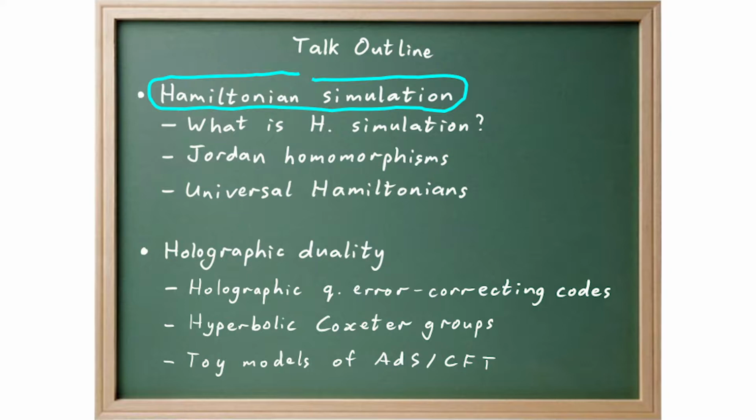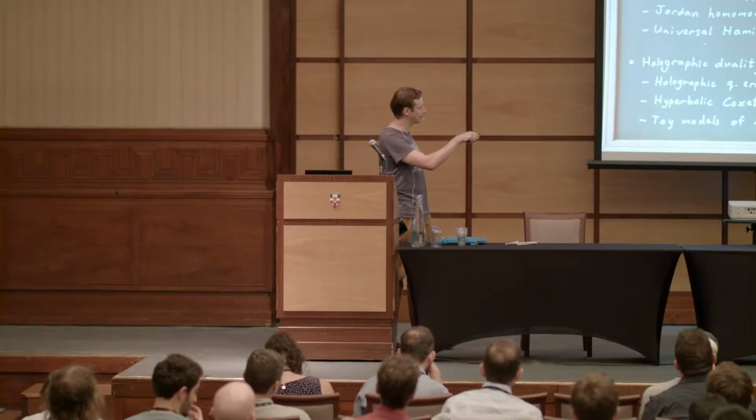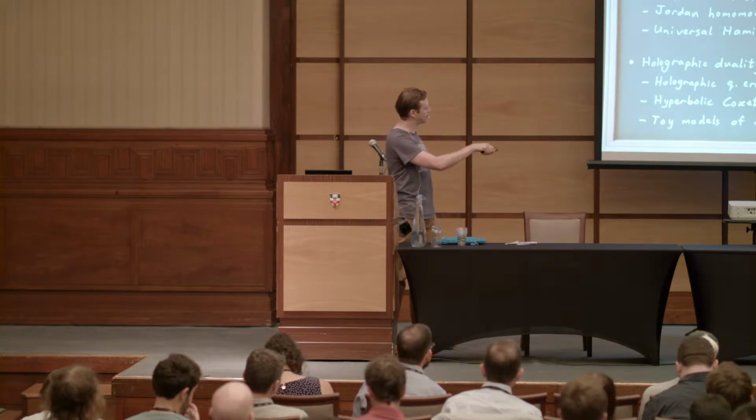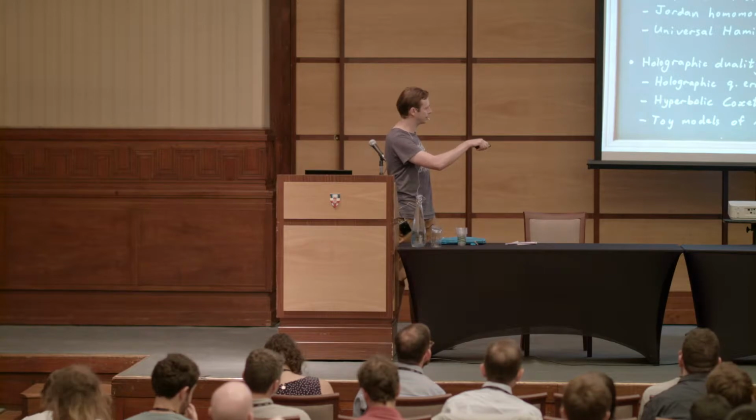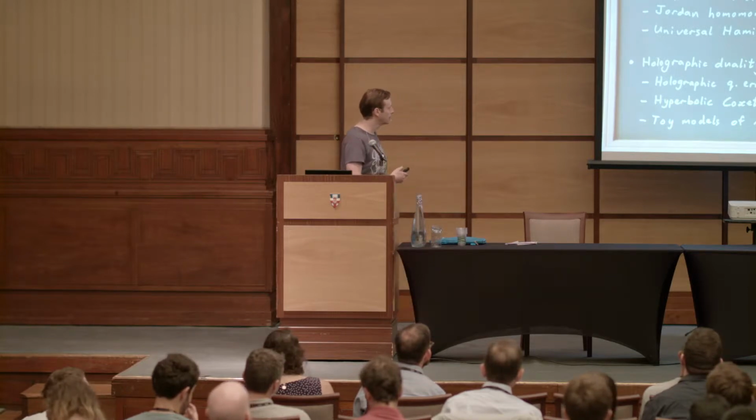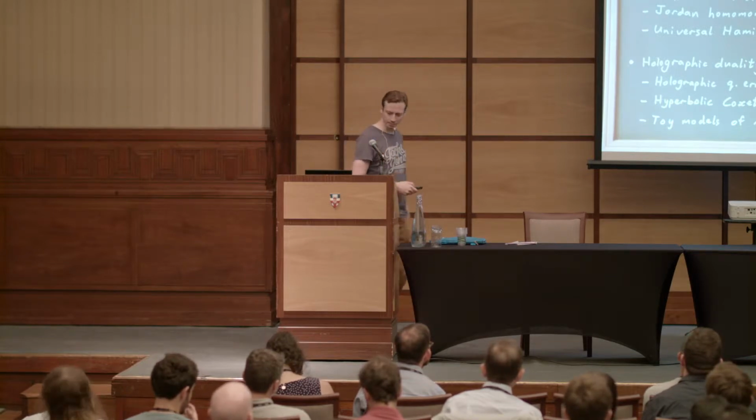I'm going to talk in two halves. I'm going to start by talking about Hamiltonian simulation, and I'll explain what that means. I probably won't go into all of this detail. And then in the second half of the talk, I'm going to talk about how we applied this kind of technology, really based in quantum complexity theory, Hamiltonian complexity theory, to questions about holographic duality and AdS/CFT toy models. So let's start with Hamiltonian simulation.